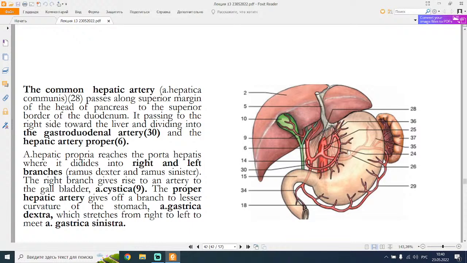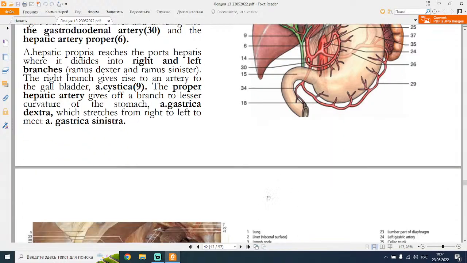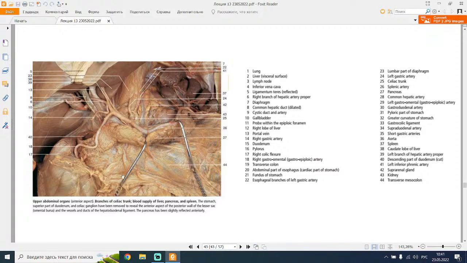Arteria gastrica dextra, which stretches from right to left to meet the arteria gastrica sinistra. Arteria gastrica sinistra connects with arteria gastrica dextra, and arteria gastrica dextra arises from arteria hepatica propria.